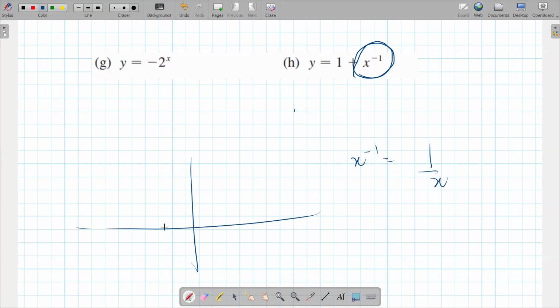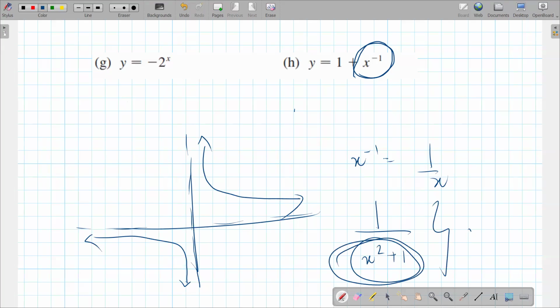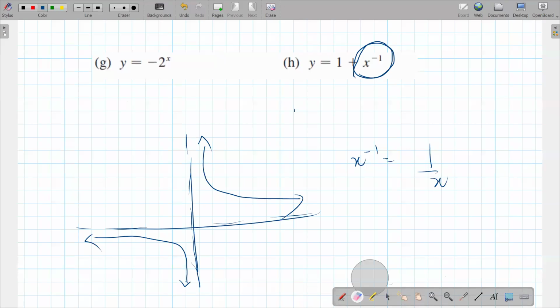It looks like this. There's an asymptote there, there's an asymptote there. Reciprocal functions always have two asymptotes. Not necessarily, actually. I'll take that back. It always has a horizontal asymptote, but it may not have a vertical asymptote. If you have something like this, there's no value of x that would make this 0. So this one only has a horizontal asymptote. But y equals 1 over x, that has both of these. So I can rewrite that as 1 plus 1 over x.